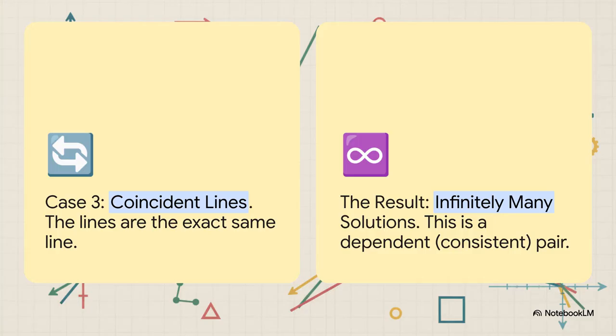In the third case, well, it's a little bit of a mindbender. The two lines are coincident, which is just a fancy way of saying they're the exact same line. One is just sitting right on top of the other one. So what does that mean? It means every single point on that line is a solution to both equations. You don't just have one answer, you have infinitely many.